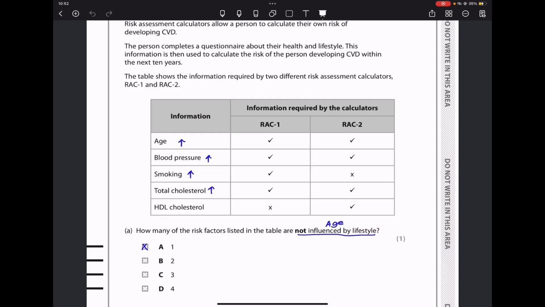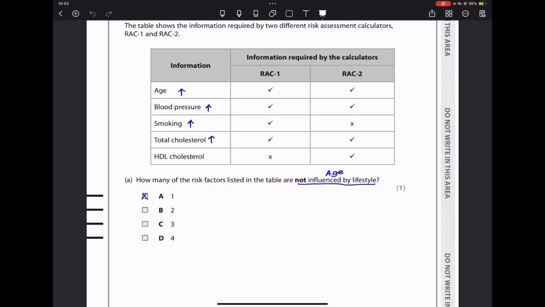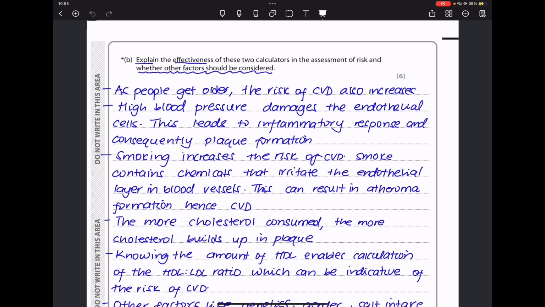the risk of CVD. Now for age, this is carried out because as people age, the risk increases. For blood pressure, the higher the blood pressure, the higher the chances of damaging the endothelial cell lining, the higher the chances of forming plaques. And then total cholesterol, the higher it is, the more the chances of plaque formation because it can be deposited in areas where the endothelial layer has been damaged. So they ask how many of the risk factors listed in the table are not influenced by lifestyle. The only non-lifestyle factor is age, so I wrote 1. The others are all lifestyle factors.